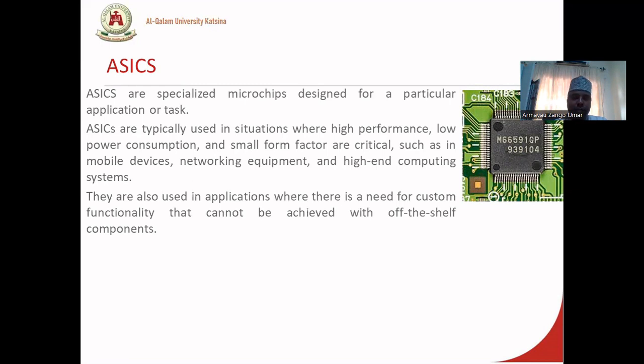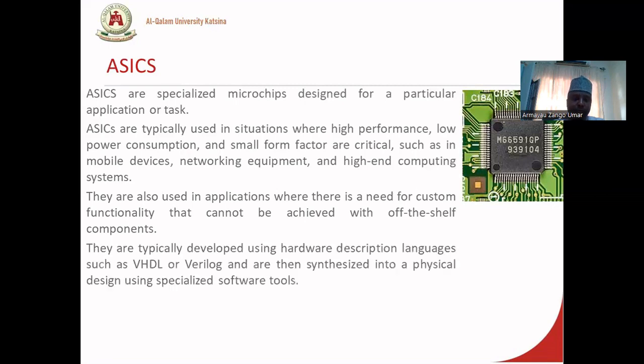Mostly, if we cannot have a custom hardware component or hardware processor that can do the job, then we can go for ASIC, if we can afford it, because they are very expensive. We'll see later. They are typically developed using hardware description language, such as VHDL or Verilog, and are then synthesized into physical design using specialized software tools.